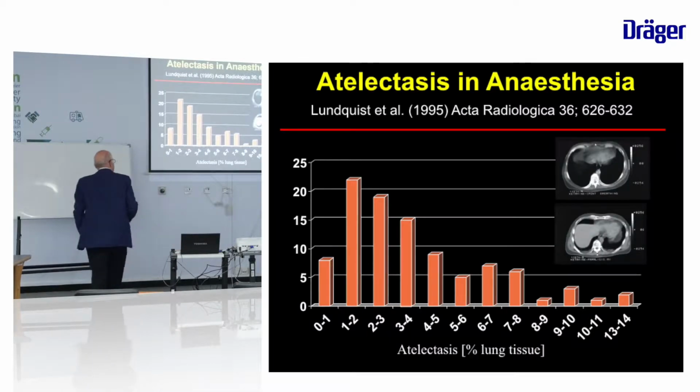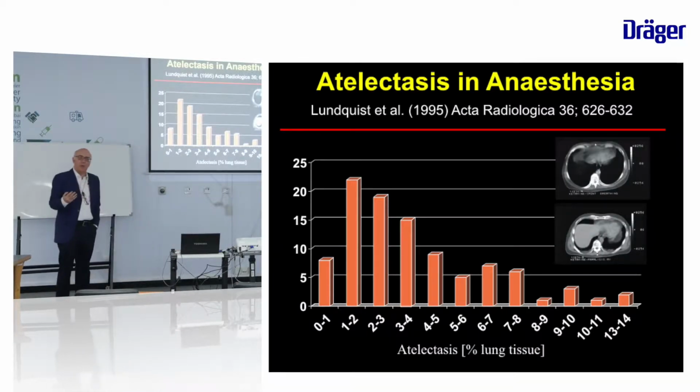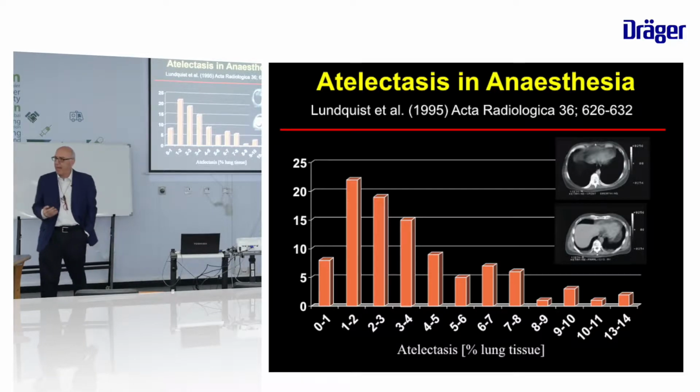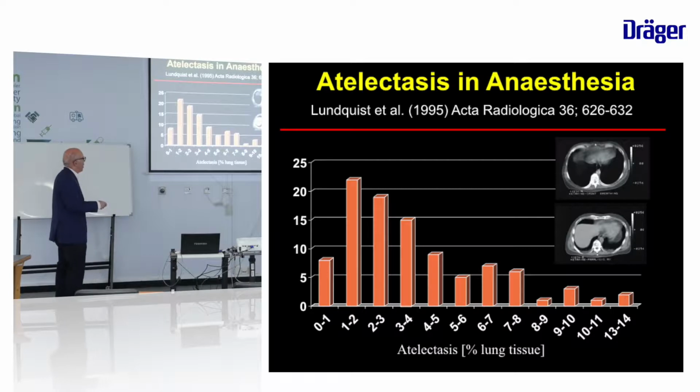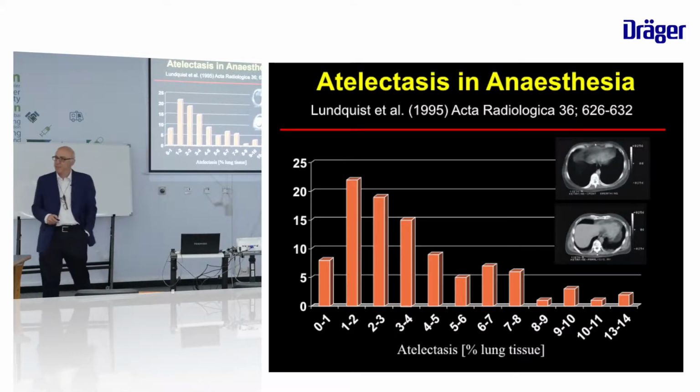How many atelectasis do we have? This is extremely important when we discuss recruitment and protective ventilation later. This is the distribution of the percentage of atelectasis along the percentage of lung tissue. You see that most of the patients present maximum 3 to 4% atelectasis of the lung tissue. And other patients present a very high amount of atelectasis.